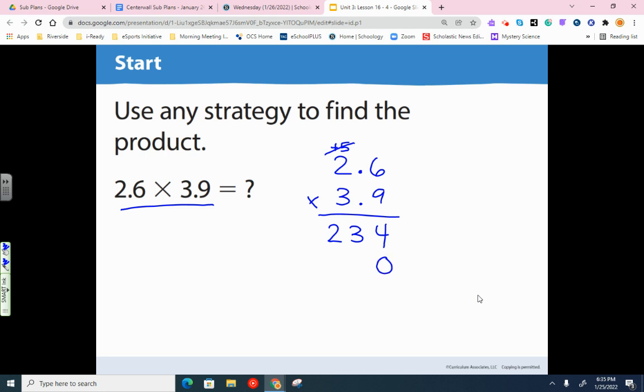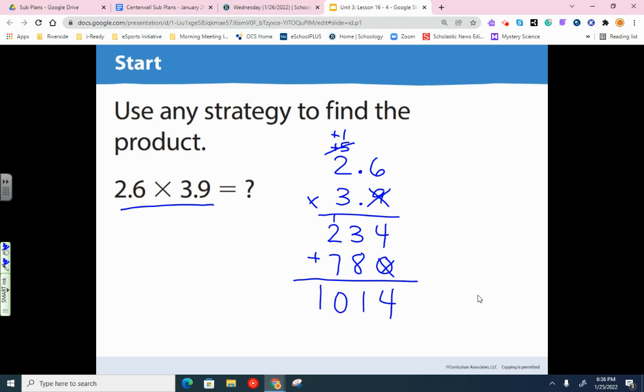Let's put our placeholder 0, and I'm going to cross off what I carried over because I don't want to confuse it with the other stuff. And you can even cross off the 9 if you want on this one. 3 times 6 is 18. 3 times 2 is 6, plus the 1 is 7. Let's add all these up. Got 4, 11, and 10.